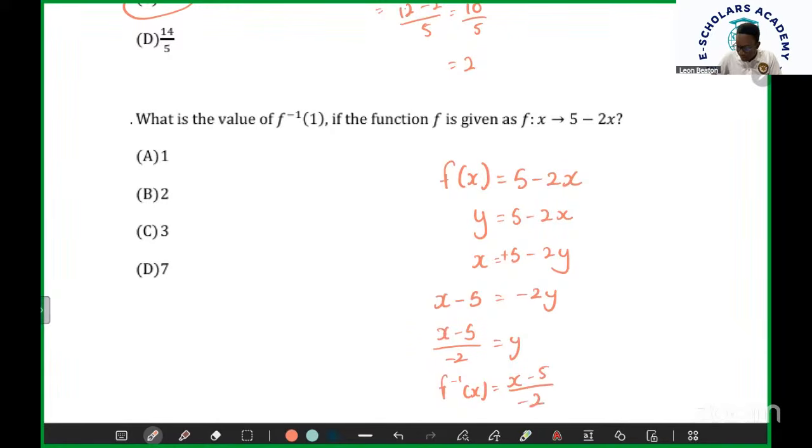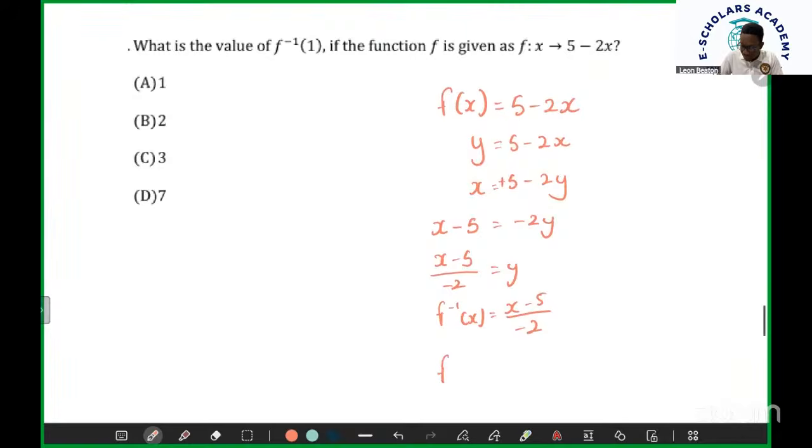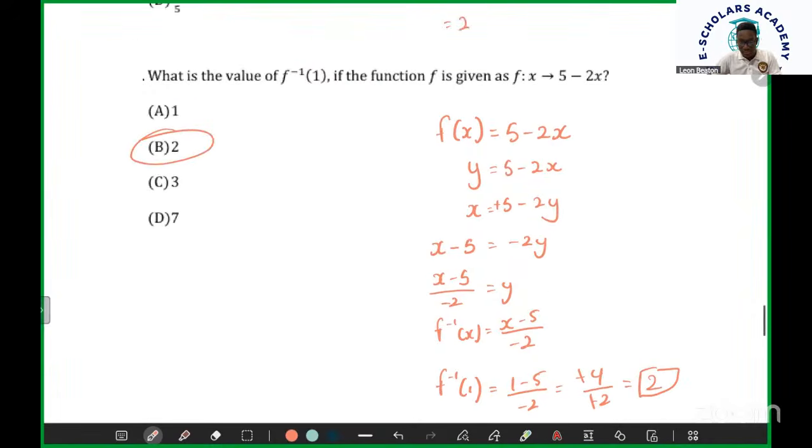Then we find f inverse of 1. Instead of x, we have 1 minus 5 all over negative 2. So 1 minus 5 is negative 4 over negative 2, and the two negatives cancel out. 4 divided by 2 is 2. So the answer is B. All right, so we have to be careful.